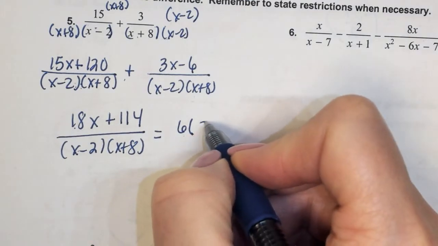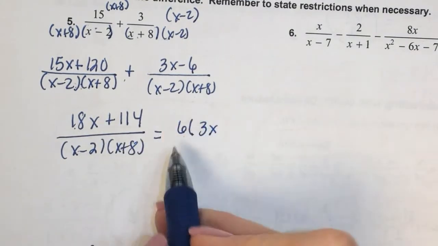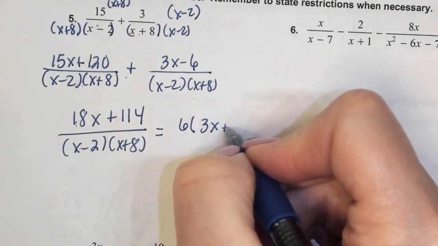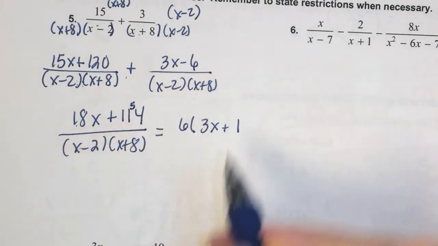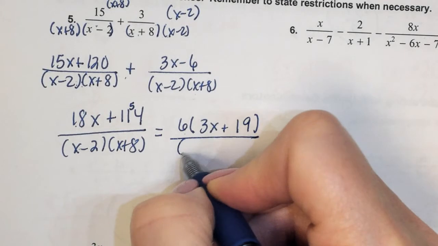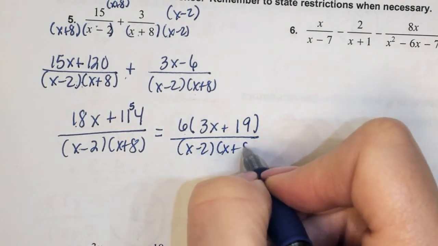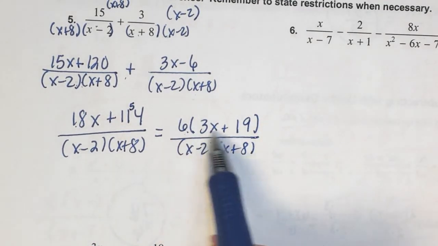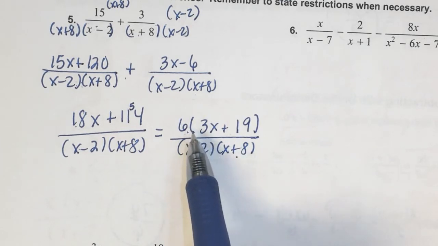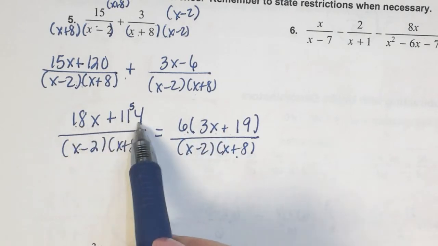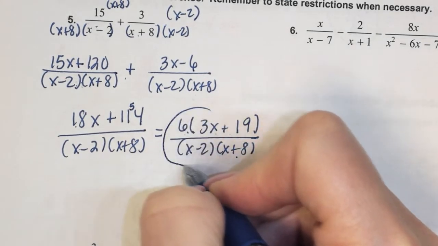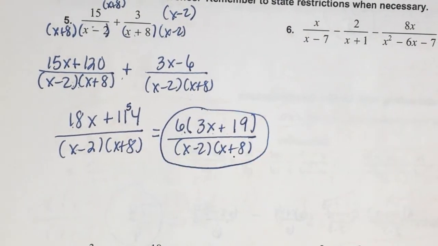18 divided by 6 is going to be 3x. 114 divided by 6. Watch how I do this, guys. 11 divided by 6 is going to be 1 with 5 left over. 54 divided by 6 is 9. So we just want to have it in completely factored form. That's the way the big ideas will ask for your answers, in factored form. So you got to take out the GCF of 6 here. This would be our final answer. There's nothing that we can cancel.